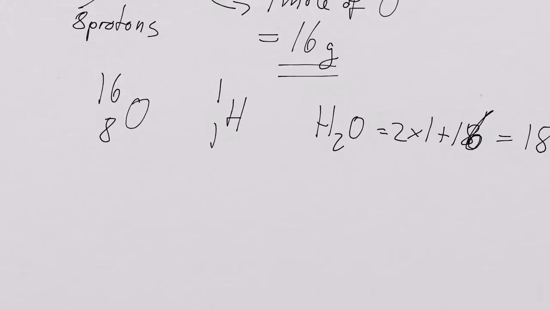So, for example, let's do 12 over 6 carbon. And we want the molecular weight of glucose. Glucose is C6H12O6. What's the molecular weight?